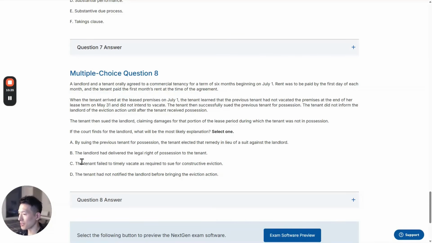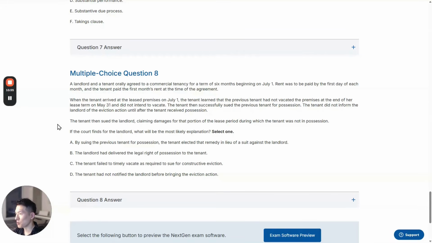This is clearly a real property question. We're talking about landlords. We're talking about tenants. We're talking about suing for possession. So right off the bat, we know it's real property. Let's see what this landlord-tenant dispute is about.